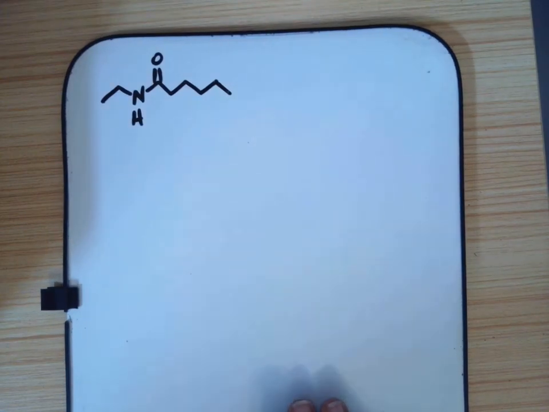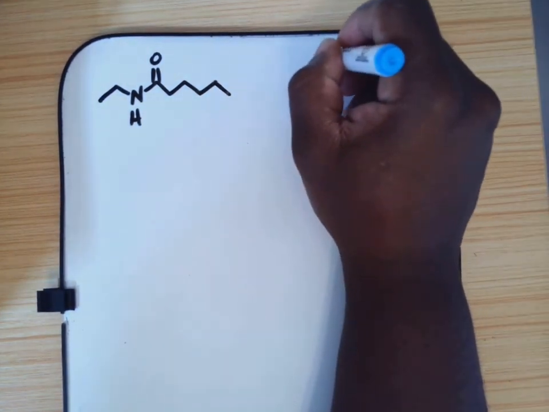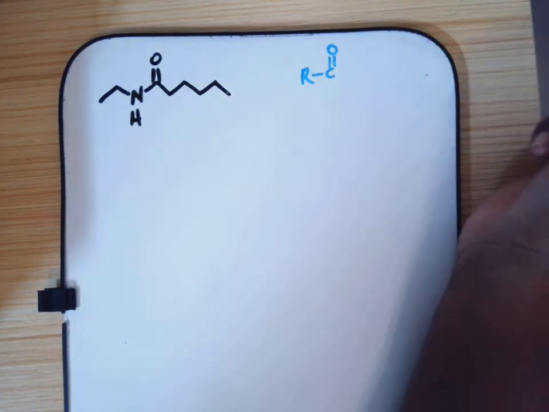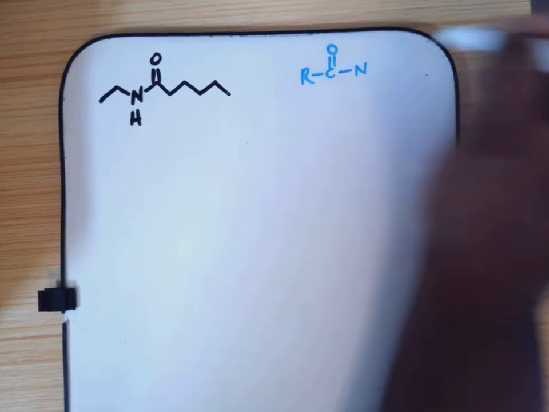In this video, we'll go through the rules of naming amides, or amides. And so those are another class of organic compounds that contain the carbonyl group. So they have that carbon-oxygen double bond. The carbon of the carbonyl is bonded to a carbon, but it also has a nitrogen attached.